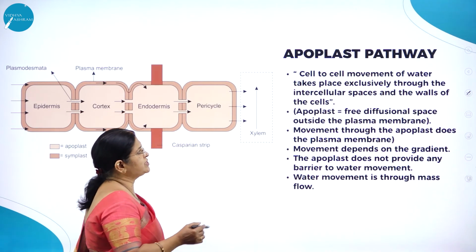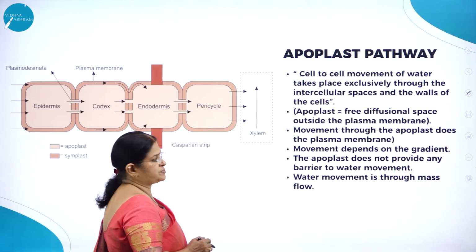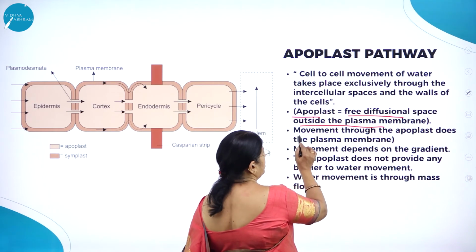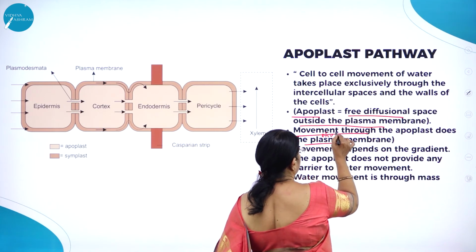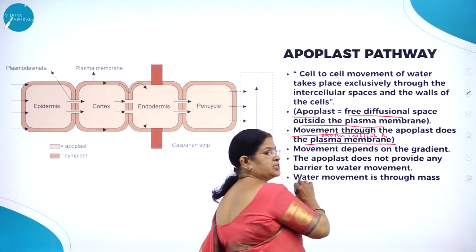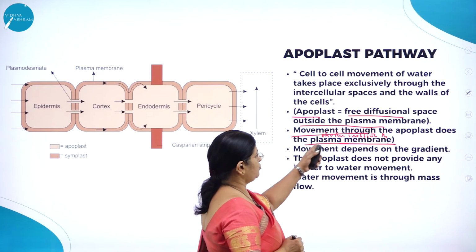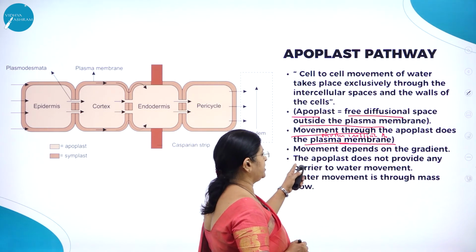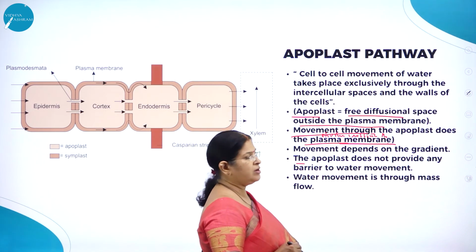Then apoplast pathway, cell to cell movement of water takes place exclusively through the intercellular spaces and the walls of the cell. So apoplast means what? Free diffusional space outside the plasma membrane. Movement through the apoplast does not involve crossing the plasma membrane. So movement depends on the gradient. The apoplast does not provide any barrier to water movement and water movement is through mass flow.